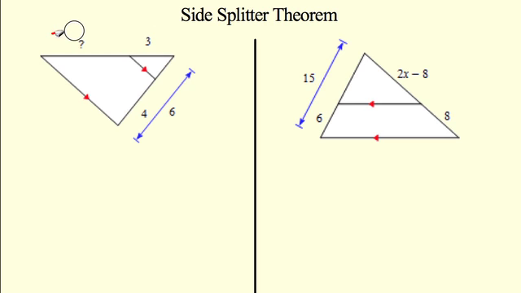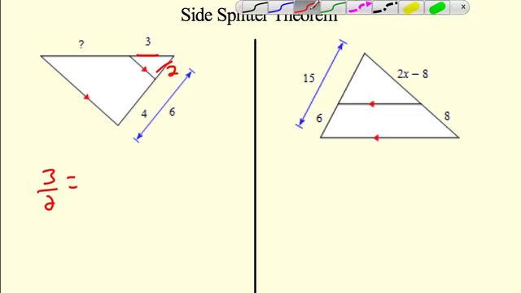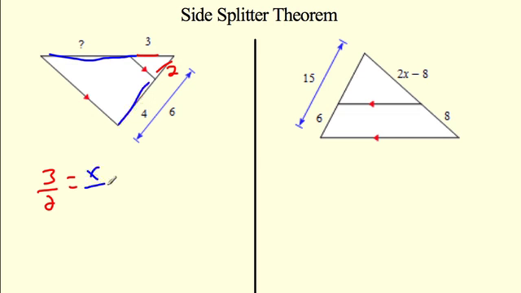Let's set this up. What are we going to do for this? We're going to say, well, the whole thing is 6, so if that's 4, what's left over? It's got to be 2. 4 plus 2 is 6. So I can say, yeah, 3 is to 2. This side is to this side as what? This question mark side is to this side right here. So question mark, I'm going to use x.